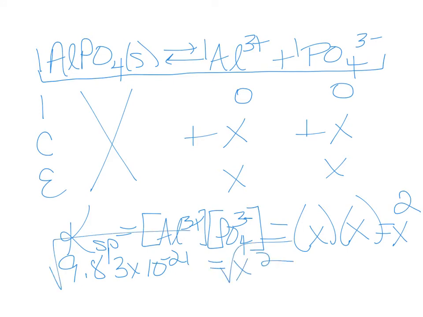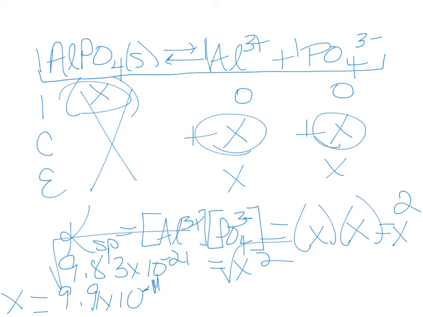Take the square root of both sides, and X, which is the solubility, or the amount of aluminum phosphate that dissolved, equals, let's see, 9.91 times 10 to the minus 11. Okay, very small as usual. Now, X again, that's the amount of aluminum phosphate that is dissolved. How do I know that? Because what I assigned to X, they all have the same stoichiometric coefficients, 1-to-1-to-1.